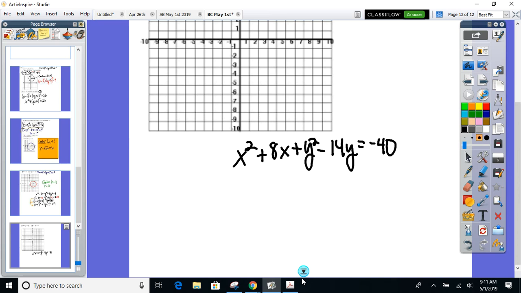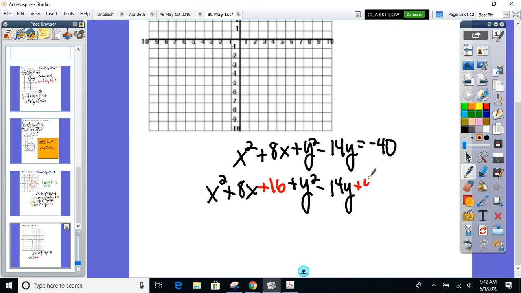What's your b-value for the x's? 8, take half of it. Square it. So x squared plus 8x plus 16. Let's do it for the y's. What's half your b-value for the y's? -7, square that, plus 49. It is unbalanced right now.